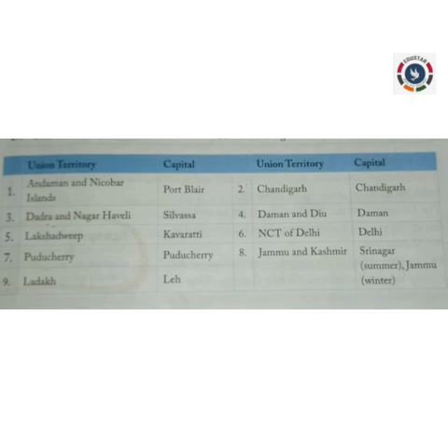Eighth one, Jammu and Kashmir. Here we have only one union territory but two capitals. Srinagar is the summer capital and Jammu is the winter capital. Now we can start to say Jammu and Kashmir. Srinagar in summer, Jammu in winter.